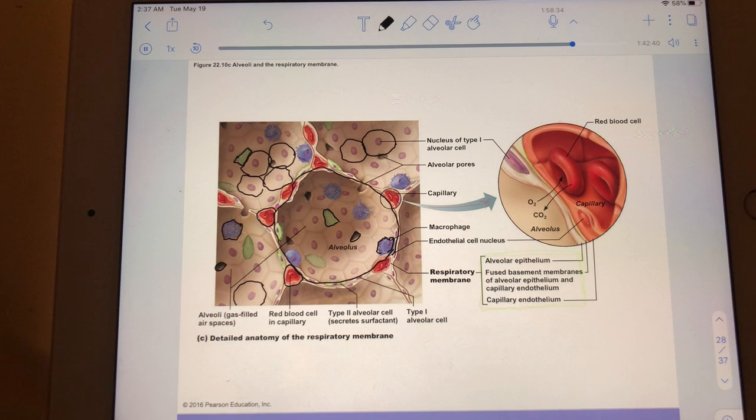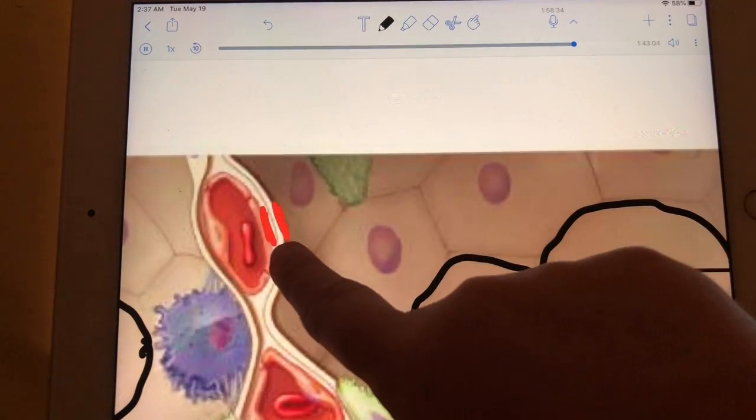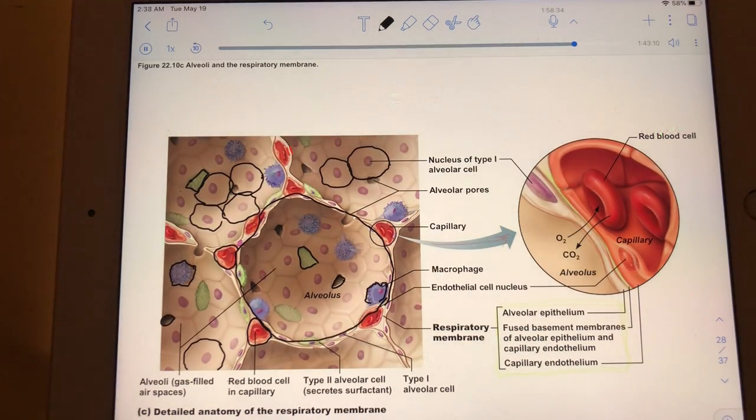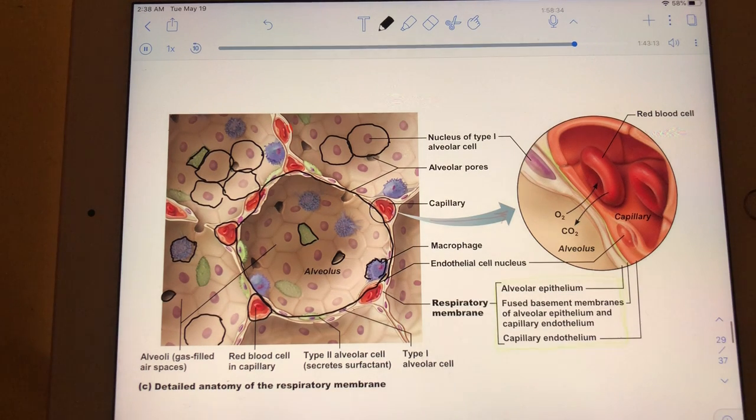Right? Okay. Well, we want to pay attention to a very, very fine region. Hopefully you can see the red. Itty bitty. Okay. Where alveolar cell type 1 and capillary wall are in contact and therefore constituting respiratory membrane. Okay. And happily, the illustrator gives us a zoom in of that.